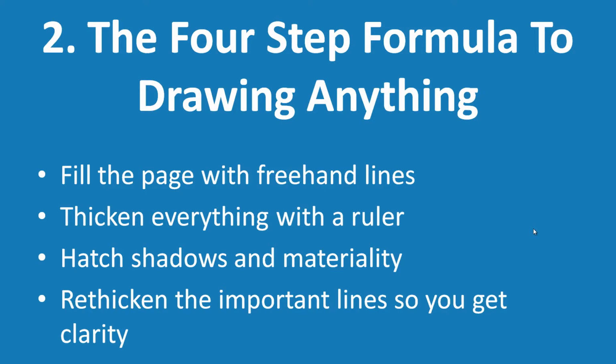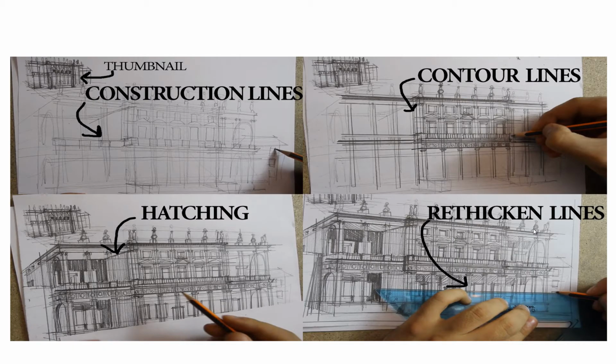The 4-step formula to draw anything. This is the formula that I created to be able to literally draw anything. You need to fill the page with freehand lines, and then you thicken them to get construction, to get contour lines, and then you hatch, and then you re-thicken. Construction, contour, hatching, re-thickening, boom. It sounds very boring and simple, but trust me, it works.